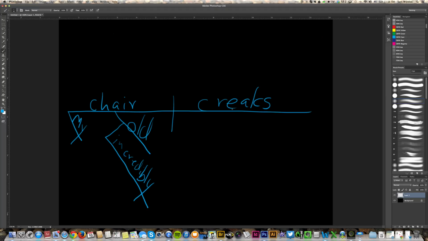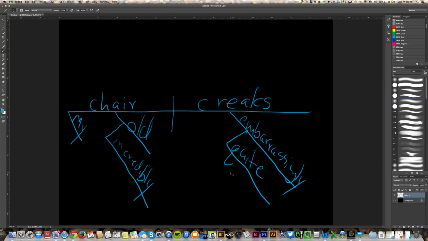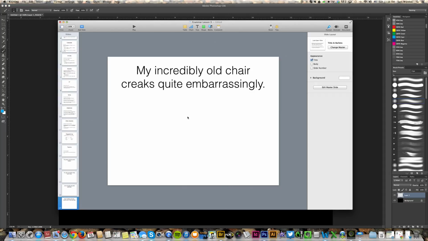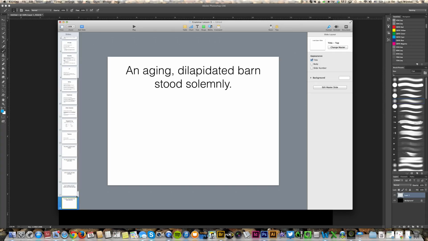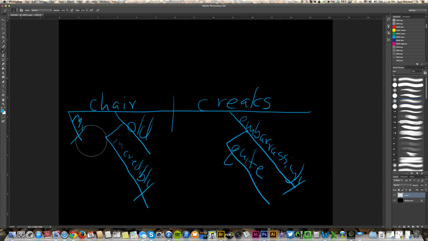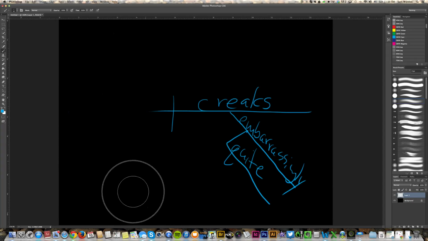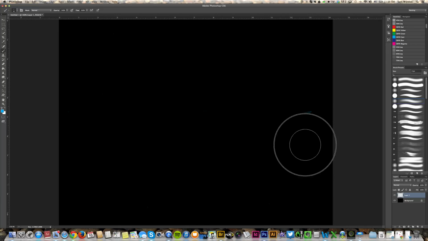My incredibly old chair creaks quite embarrassingly. So, does it creak quite, or does it creak embarrassingly? Embarrassingly tells you how it creaks. Embarrassingly. And then how embarrassingly does it? There's our, to what extent is it embarrassing? Quite. I try not, very is kind of the most common one. I try to avoid doing that if I can. But it's fine. Very is perfectly fine to use. Just sometimes if you can find a stronger verb, you don't need to use very.